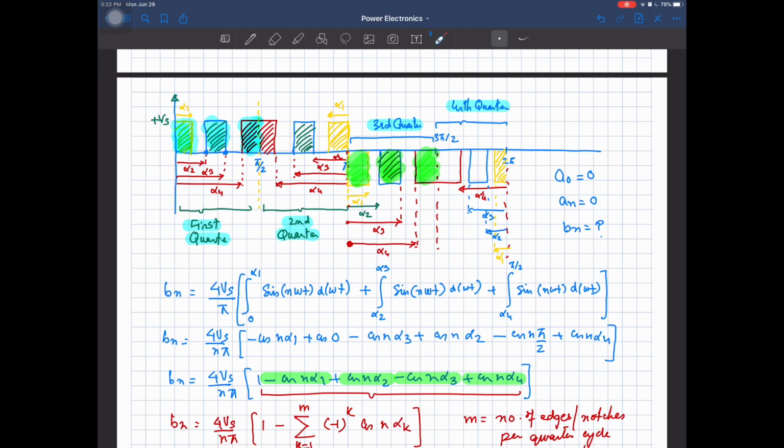So we can now set these angles as well. This is the angle alpha 1, this is the angle alpha 2, this one is the angle alpha 3, this one is the angle alpha 4, and similarly this is alpha 1, alpha 2, alpha 3 and alpha 4.